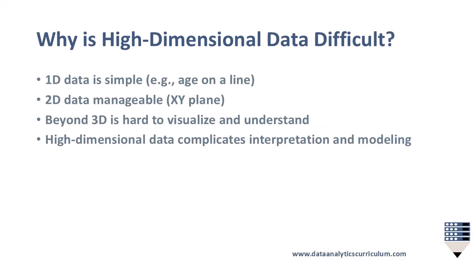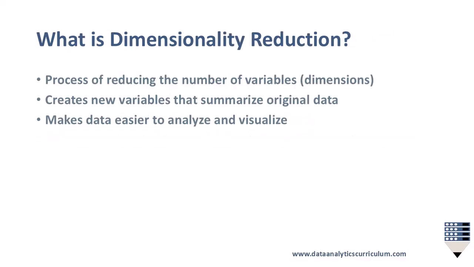To understand why this is difficult, imagine a one-dimensional dataset, for example, people's ages represented along a line. That's easy to visualize. If we add a second dimension, say income, we can plot age versus income on an XY graph, still manageable. Add a third dimension, maybe education level, and we can picture a 3D scatter plot. But once we move beyond 3 dimensions, visualization breaks down. We can't really see or imagine what data looks like in 5, 10, or 100 dimensions. That's where computational techniques become essential.